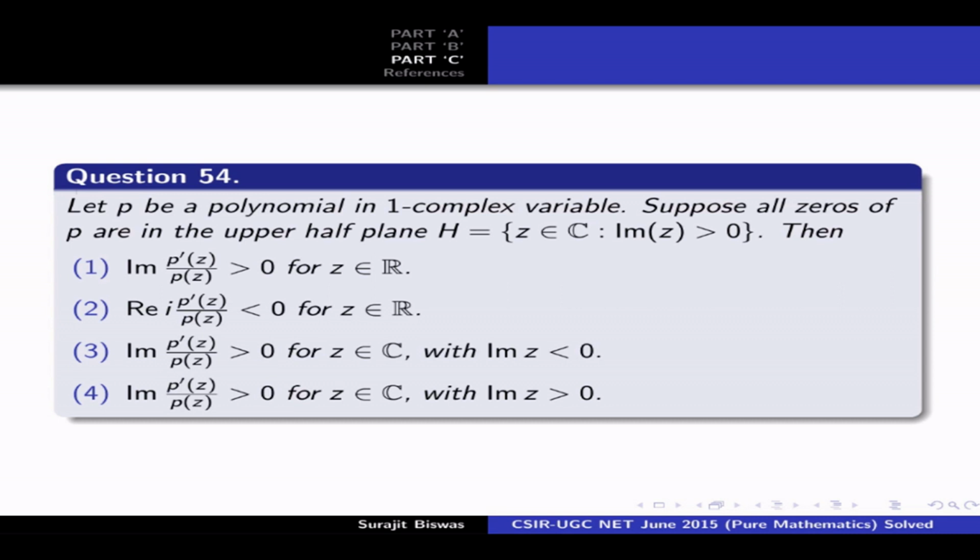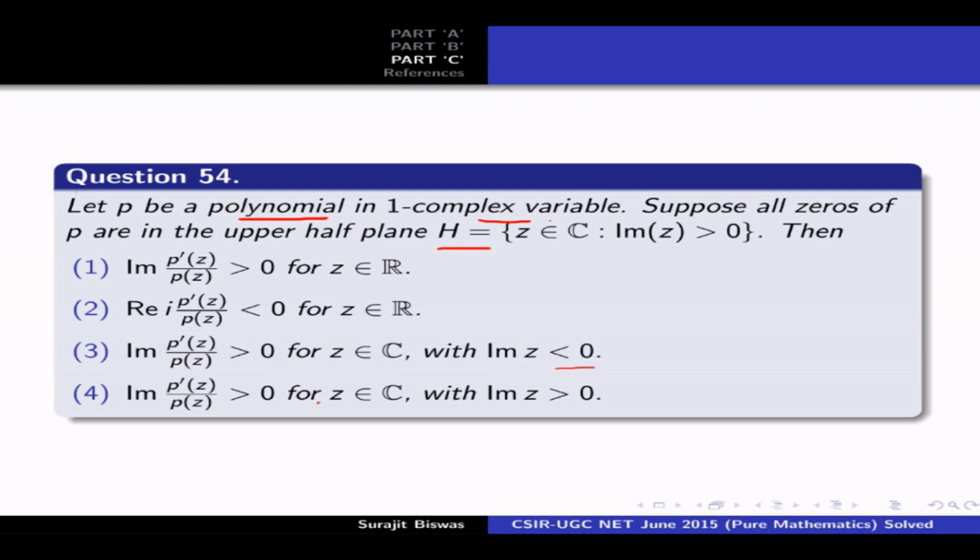Okay, question number 54. Let P be a polynomial in one complex variable. Suppose all zeros of P are in the upper half plane H. Then, option 1: imaginary part of P dash Z divided by PZ is strictly greater than 0 for Z belongs to R. Or we have some other equivalence. Option 2: real part of i times P dash Z divided by PZ less than 0. Option 3: imaginary part of P dash Z divided by PZ bigger than 0 for Z belongs to C with imaginary Z less than 0. And the fourth one also.